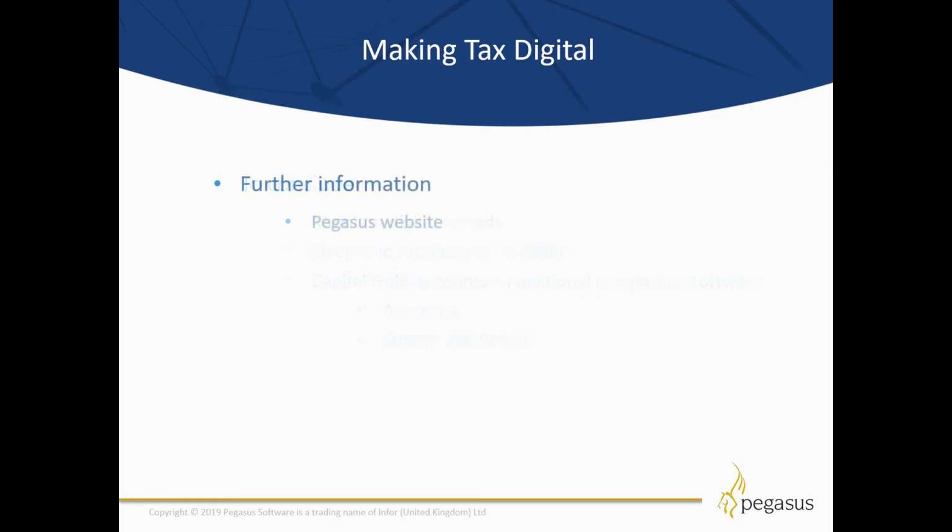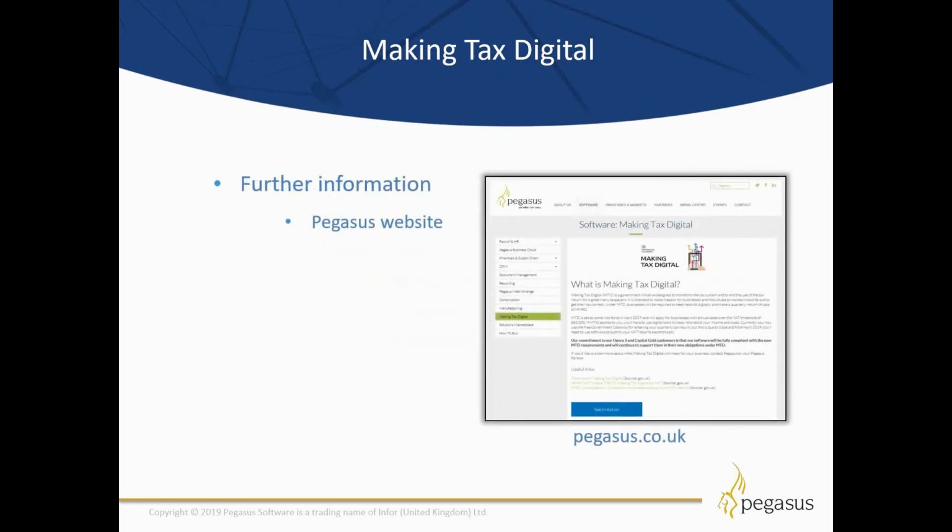Now for further information, go on to the Pegasus website, pegasus.co.uk. On the software tab, there is a Making Tax Digital option. On that page, there is an introductory video that gives you a concise overview of what MTD is all about. There is an overview of MTD section. This is a link to the government website and gives you a detailed overview of MTD, together with the main messages that HMRC are publishing about MTD, including short video overviews on a range of different aspects of MTD.